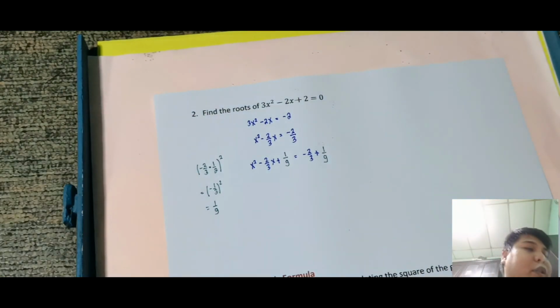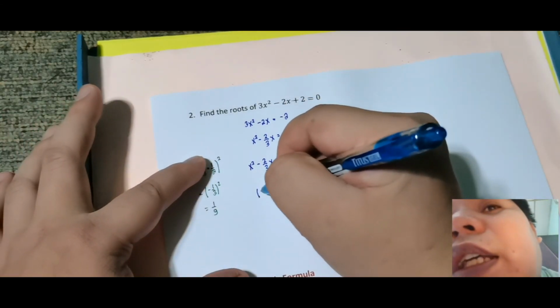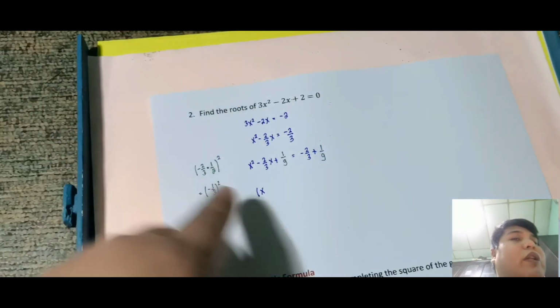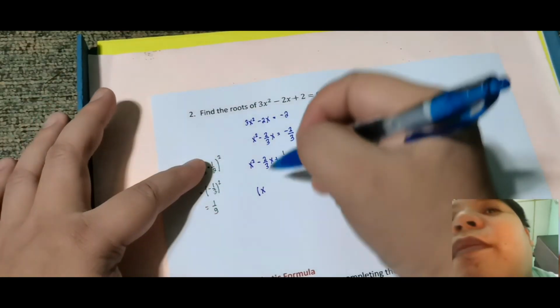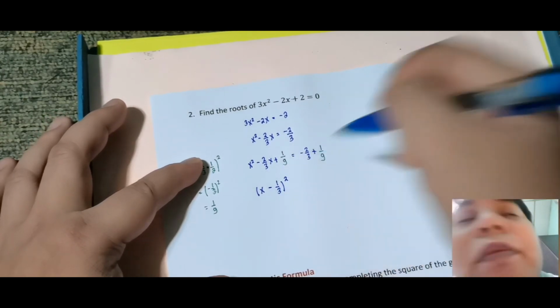Next, kunin natin yung perfect square trinomial. Since minus yung gitna. So, una, ito ay x, kasi square root of x squared is x. Square root ng 1 over 9 is 1 third. So, that is minus ko dito. So, this is minus 1 over 3. Tapos, lagay ko lang ng square.